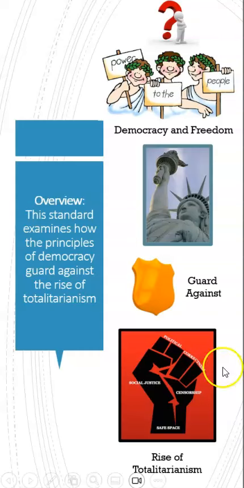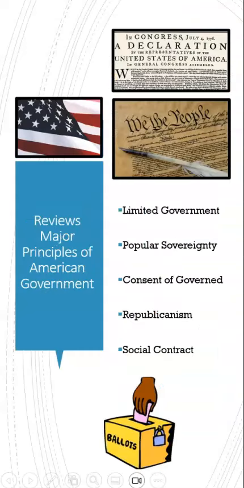rise of totalitarian governments. It's going to review the major principles of American government, so you can draw back to those early standards in which you review limited government, popular sovereignty, consent of the governed, social contract, and republicanism, and review those in a different light.